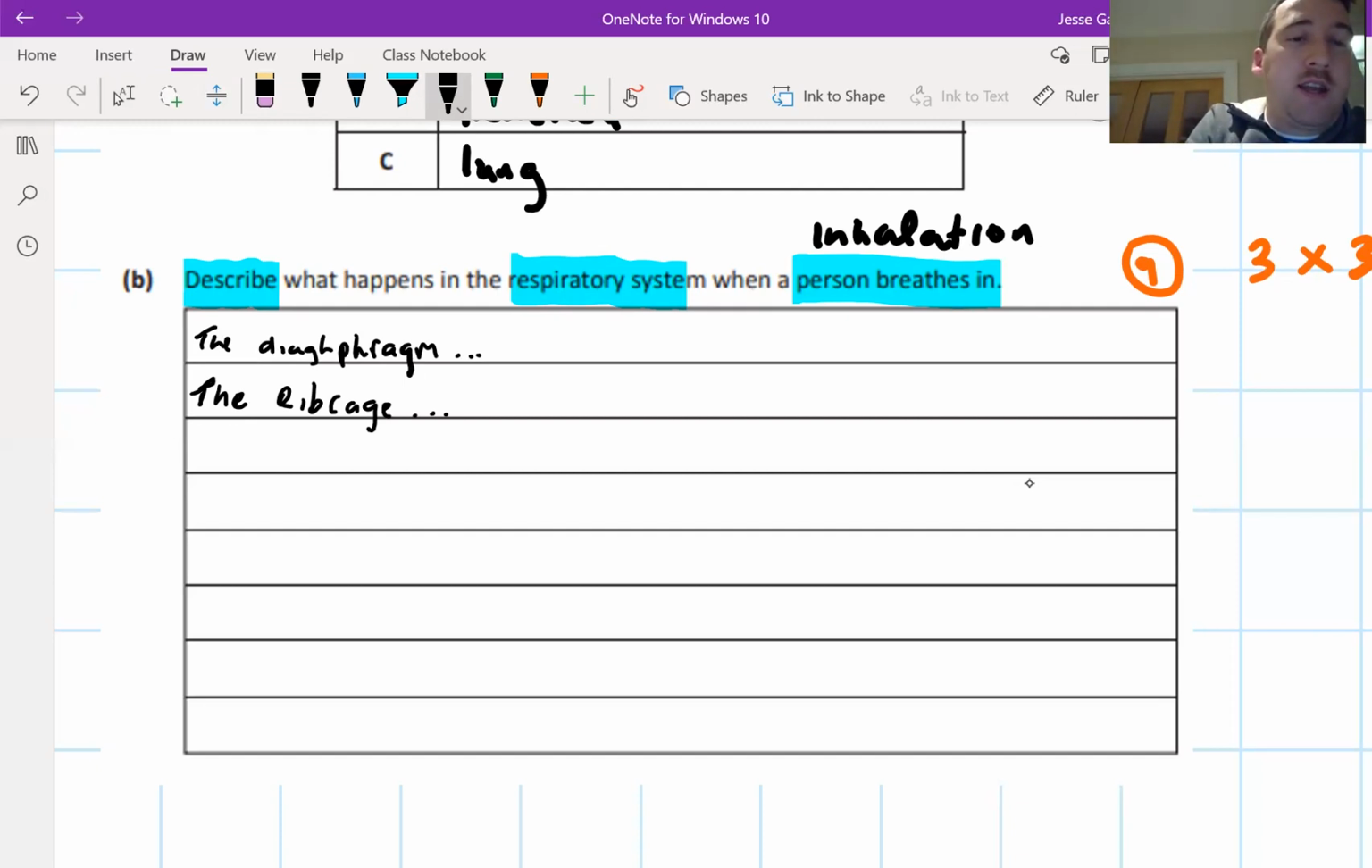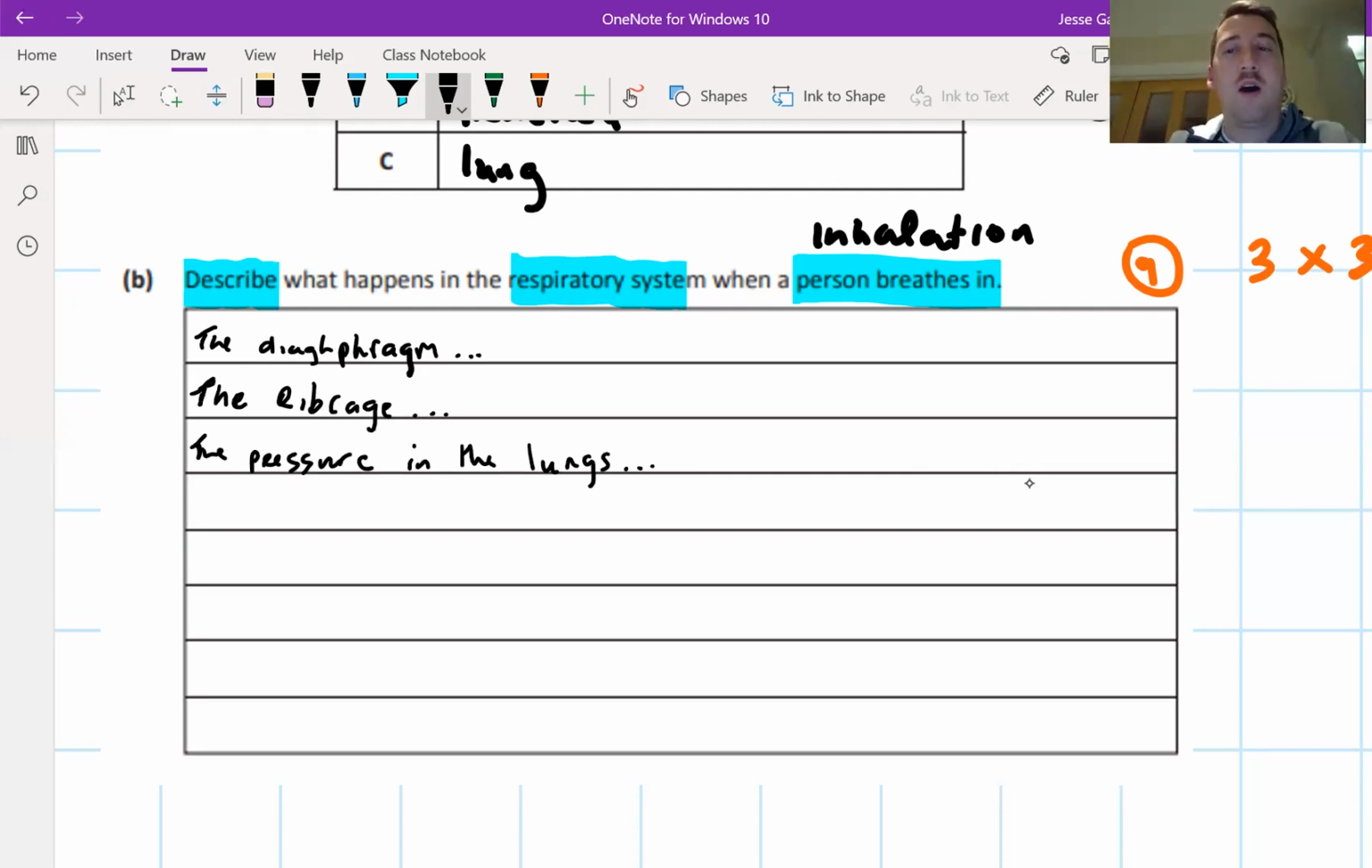Okay, so the next thing to talk about is what happens to get the air to move in. What happens to the pressure inside the lungs? Pressure in the lungs, dot, dot, dot. Finish it off, pause the video now.